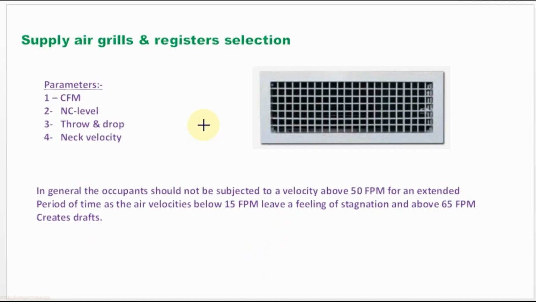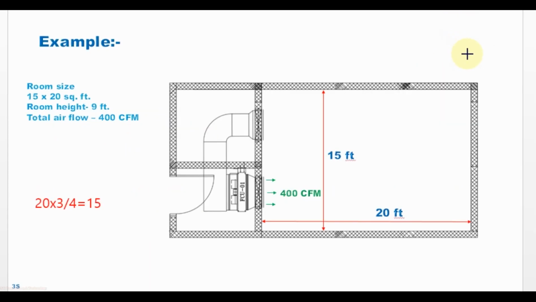For selecting supply air grill and resistor, there are four parameters we should know. Number 1, CFM for the grill; number 2, NC level for that area; number 3, throw and drop for the grill; number 4, neck velocity for the grill. How to select a grill or resistor? To make it easy to understand, we will do a sample exercise.